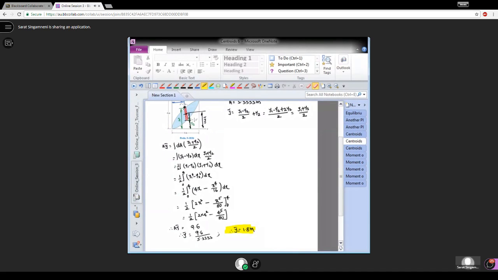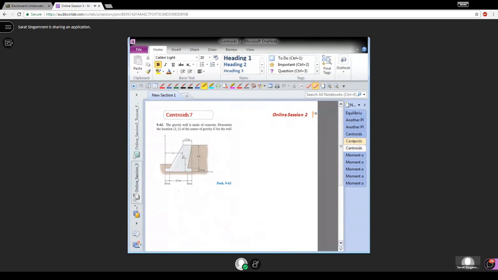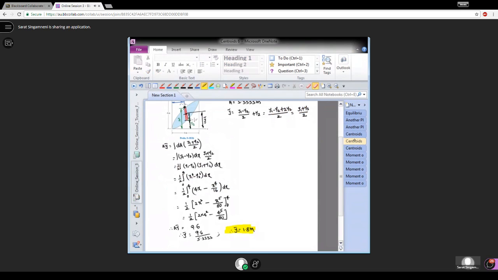Now let me go to the next problem. If you are forced to solve this problem with a horizontal axis, what will happen? You can try that at home and see if you're getting the same answer or not. Let me go to the next one.